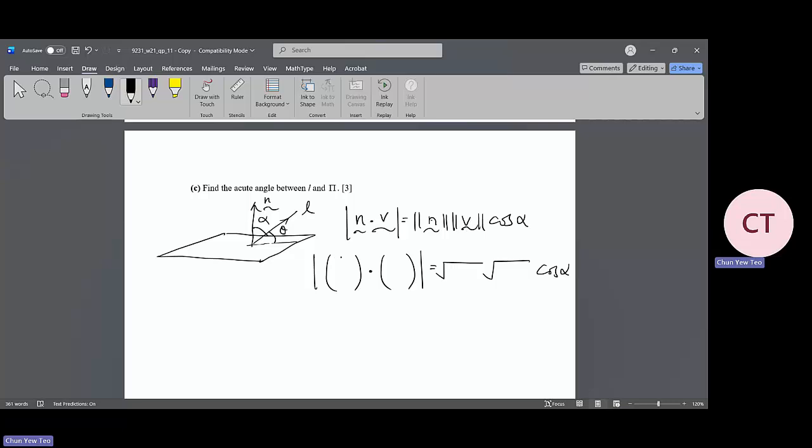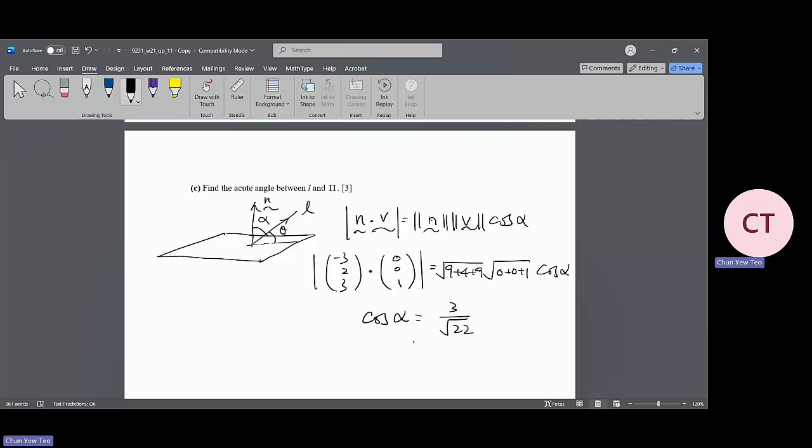Your normal vector is (-3, 2, 3). Then your v, which is the directional vector of the line, is (0, 0, 1). So this will be 9 plus 4 plus 9, and this will be 0 plus 0 plus 1. So your cos alpha will be equal to 3 over the square root of 32.